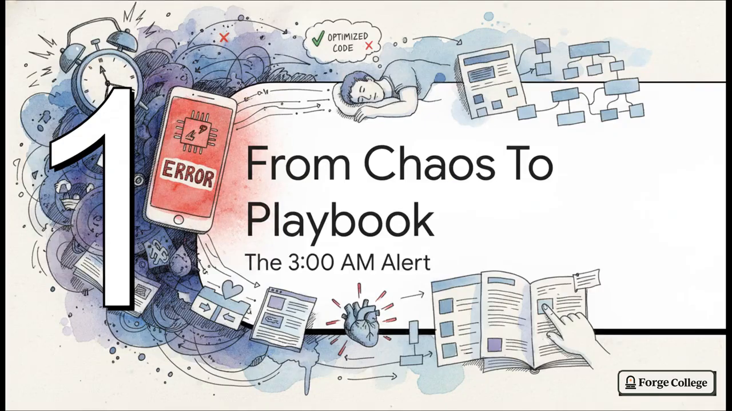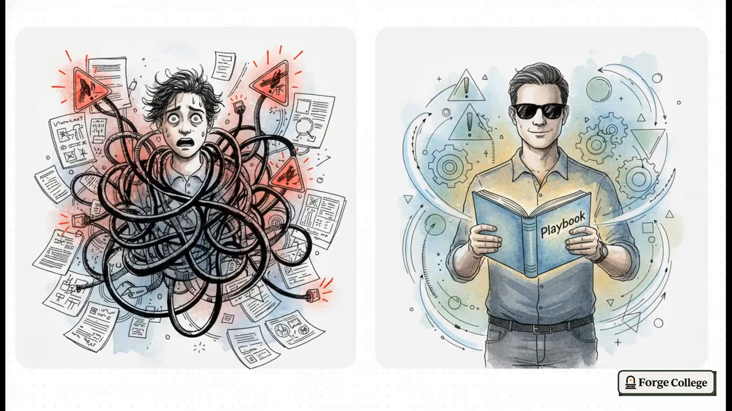Section 1. From Chaos to Playbook. The 3 a.m. alert. Picture this. You're sound asleep, dreaming about perfectly optimized code, when suddenly your phone just starts screaming. It's an automated server alert. The primary RPC node is failing. Now, in that exact moment, panic is the default reaction. When the clock is ticking and the adrenaline is pumping, human beings are notoriously terrible at making complex analytical decisions.